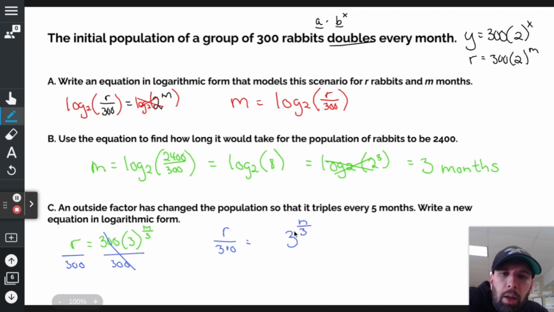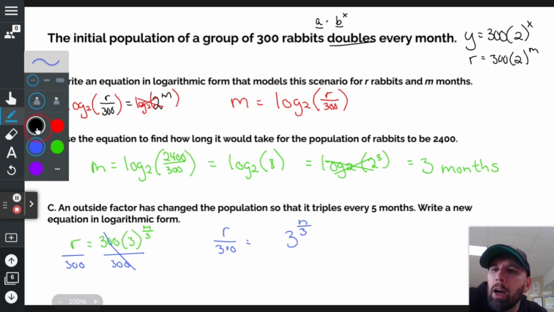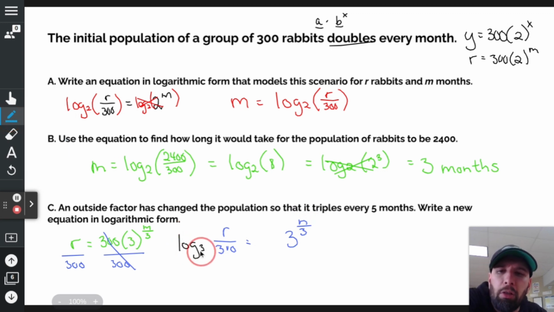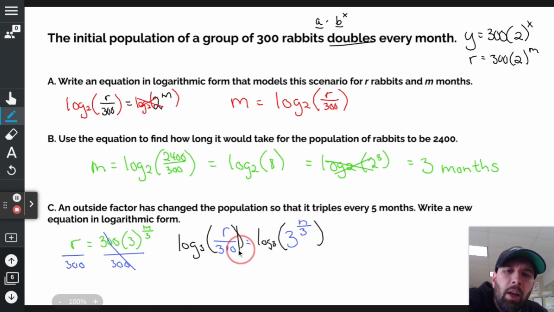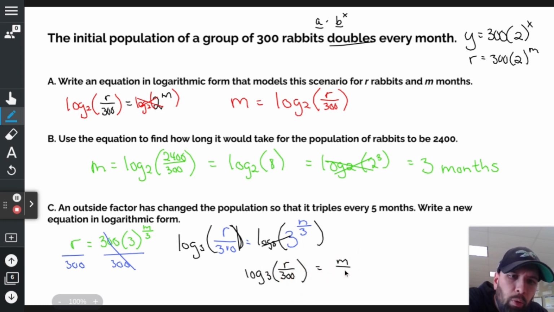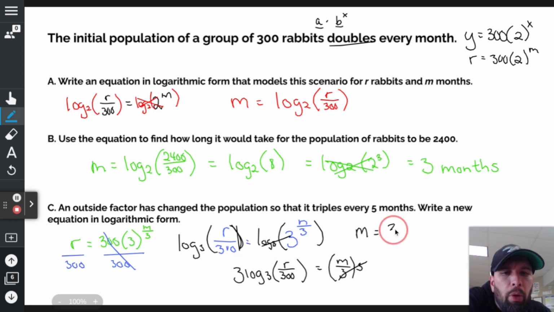over 3. Now I want to get rid of that base the same way I got rid of that base. So I'm going to log base 3 of both sides. That allows this to cancel out, giving me log base 3 of r over 300 equals m over 3. If I want to get m all by itself, I'd multiply both sides by 3. Putting this all together, m is going to equal 3 log base 3 of r over 300. Lots of 3s.